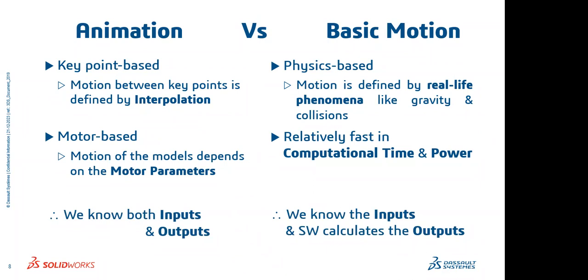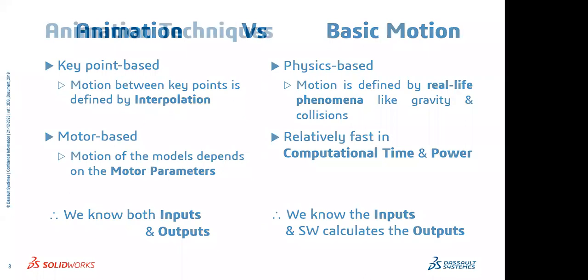When it comes to animation, I specify the inputs to the software, and I also know what the outputs are that are going to come out of it. On the other hand, when it comes to basic motion, it's actually quite different. You only tell it, here are the parameters that you're going to work with, and let it calculate it and show you the real simulation results or the real physics-based results based on that.